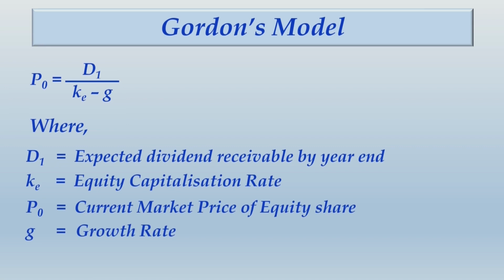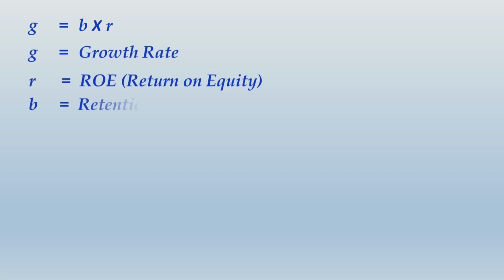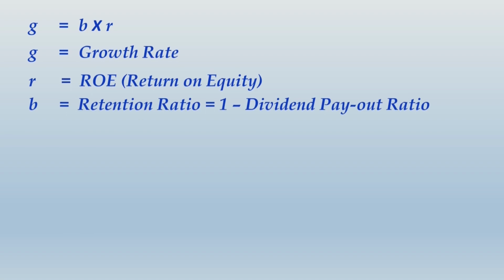Let us move ahead. Within Gordon's model, G equals B into R. G stands for growth rate and G is equal to B into R. B stands for retention ratio and R is the return on equity. And what is retention ratio? It is 1 minus dividend payout ratio.